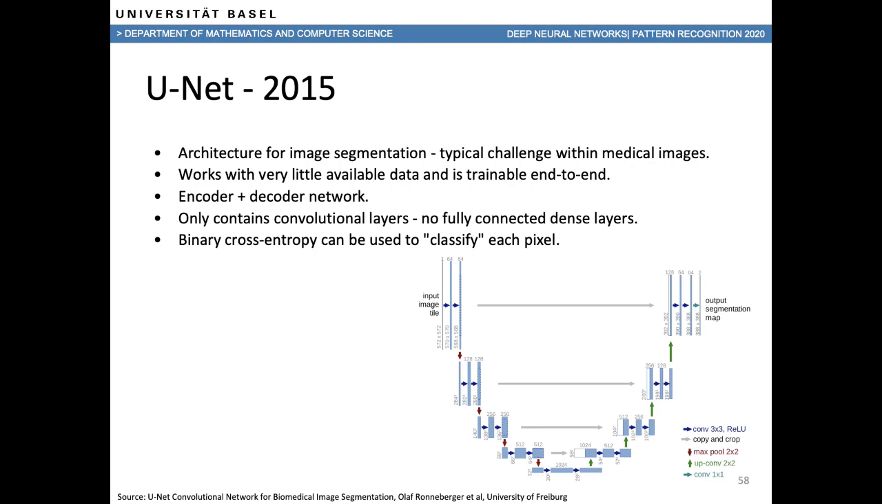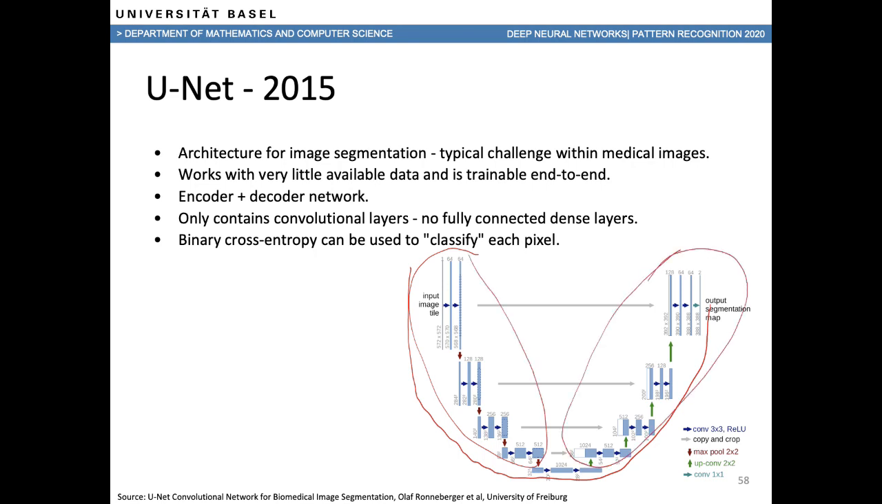So UNet here does something different. It's an architecture for image segmentation, and this network here is really good, especially within medical images. And this especially as it works with very little data and is trainable end to end. And the network is set up in such a way that it looks like a U, from where it has its name. So this U structure here. And at first, to the left, it has this encoder here. And then afterward, it has the decoder over here.